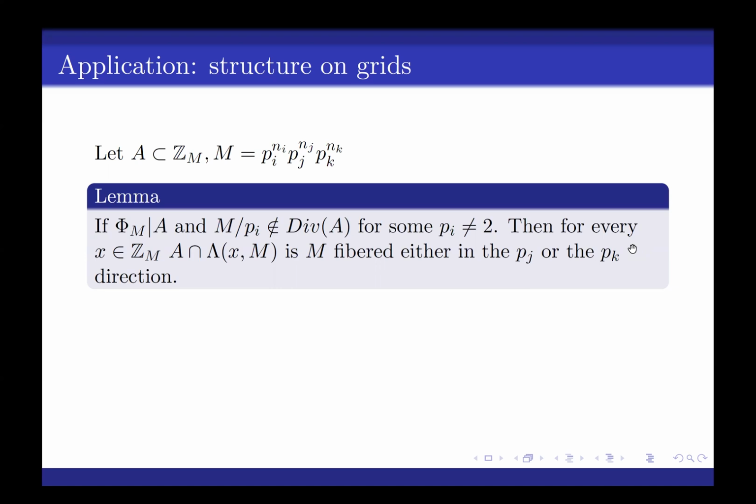In this case, what does the lemma say? It says that if you restrict A to any M grid, then the elements of A are going to belong to an M fiber in either one of the other directions. So on each of these grids, either all the elements belong to an M fiber in the PJ direction, or all of them belong to an M fiber in the PK direction.